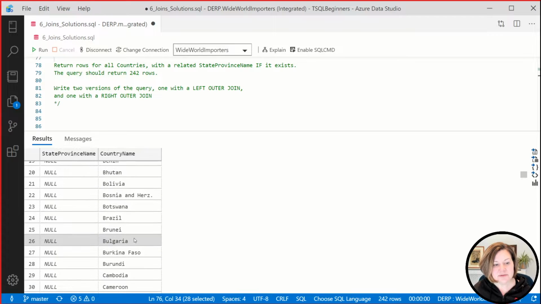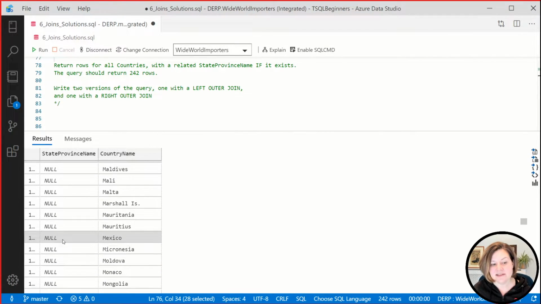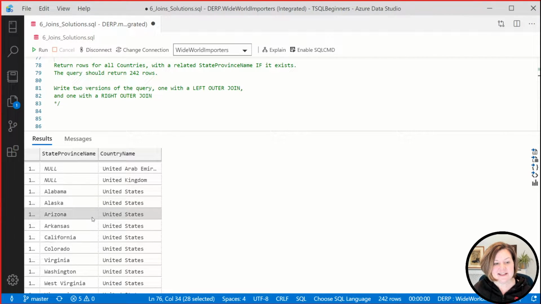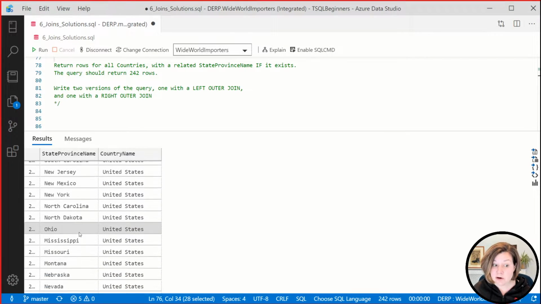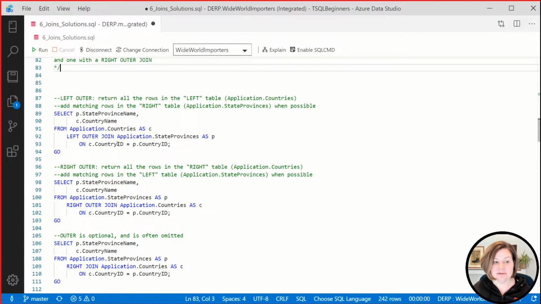And if I scroll down through this, none of these have any state province names until we get to the United States. And we can see that for the United States, for every row that it matches on that country ID, it will come back with a row for that. So we get more rows for the United States because it has, what was it, 53 provinces listed for that? And then these all have nulls next to them. So that's the left outer join.